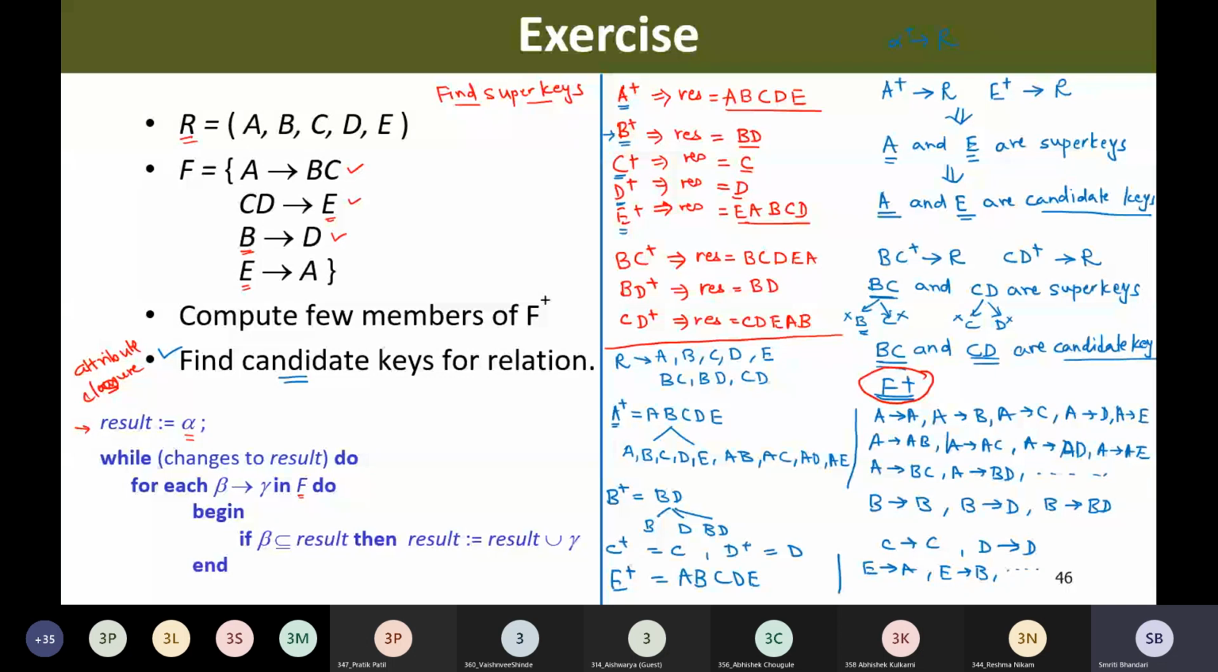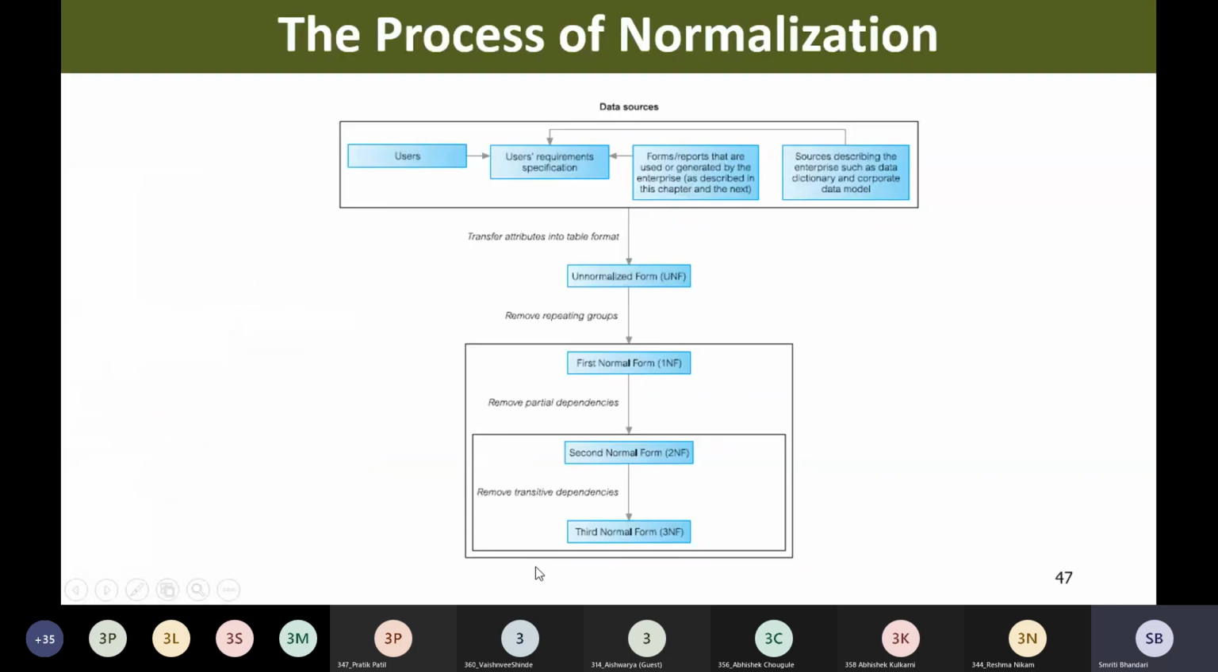Yes, ma'am. Fine. So let me proceed with the process of normalization. So we have seen what are functional dependencies, what is closure of set of functional dependencies, what is attribute closure, and how we are making use of functional dependencies to have or to impose the constraints on our relations. Now, let us see formally what the process of normalization is.